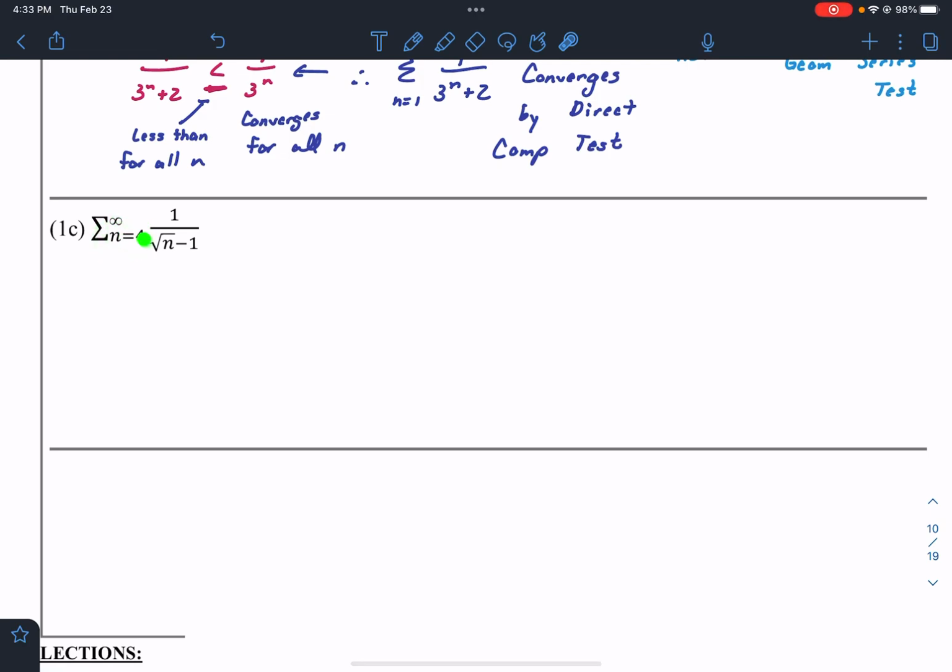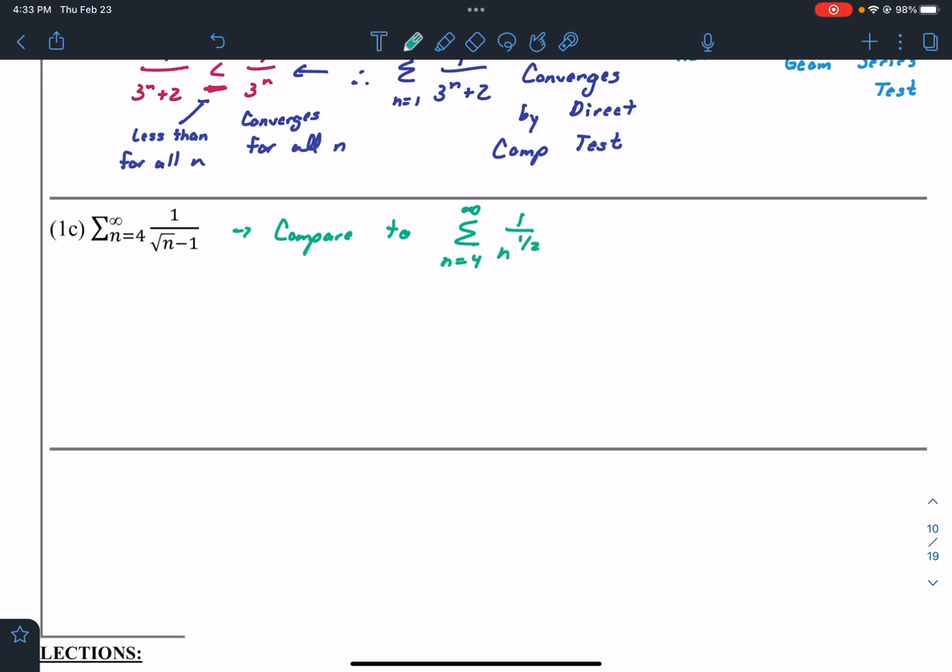But if I started at n equals 1, this would be the square root of 1 minus 1, which is dividing by 0. If I start at n equals 2, then it's fine, but I'm not going to get an integer down here. So that's why we start at n equals 4, just to help you out with that. So we're going to compare to 1 over n to the 1/2.